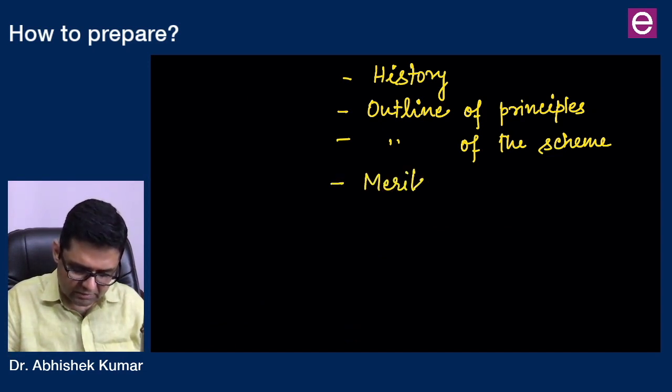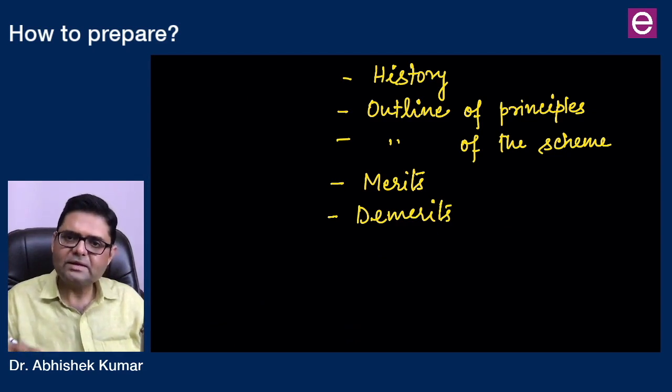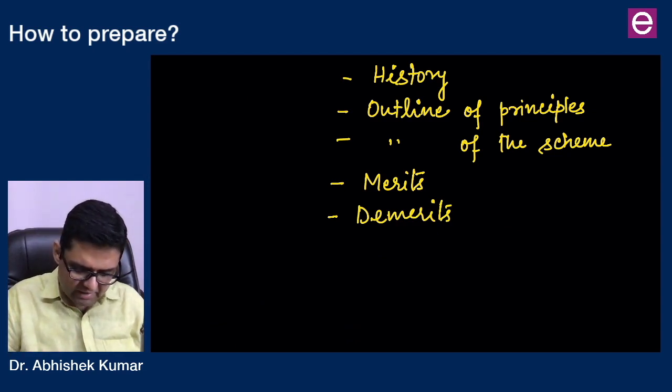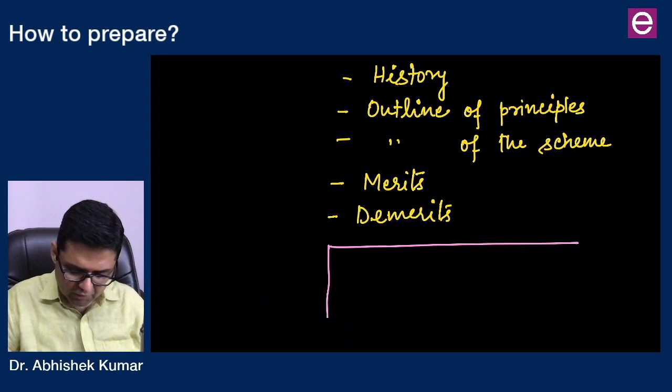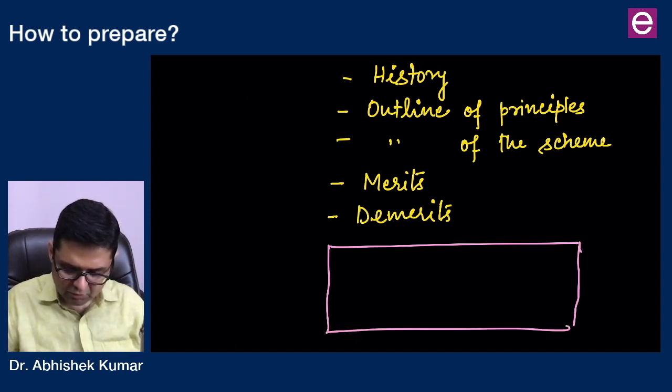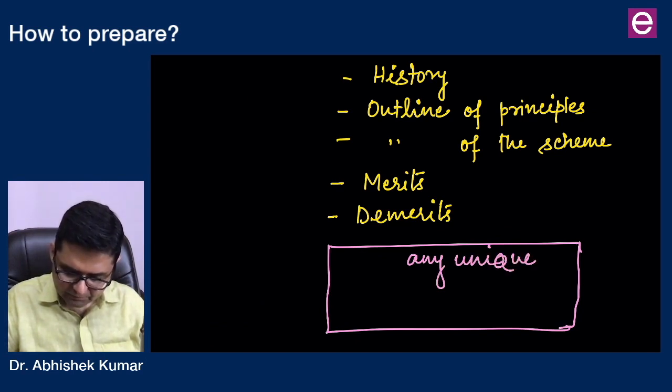And then merits and demerits. And apart from merits and demerits, be especially on the lookout for what? Be especially on the lookout for any unique aspect of that classification system.